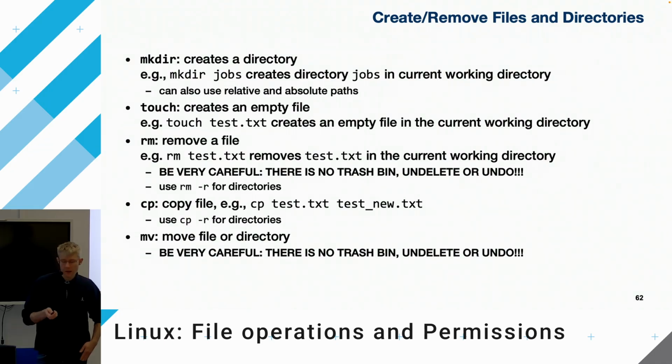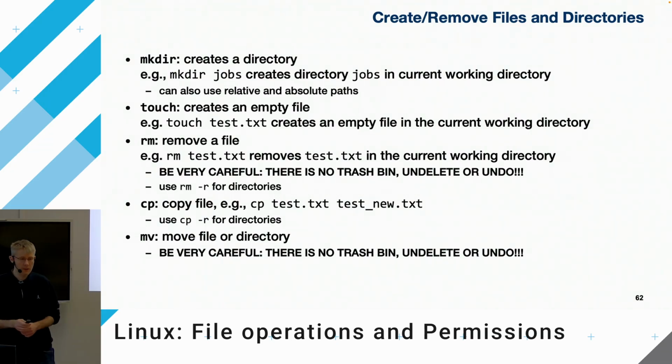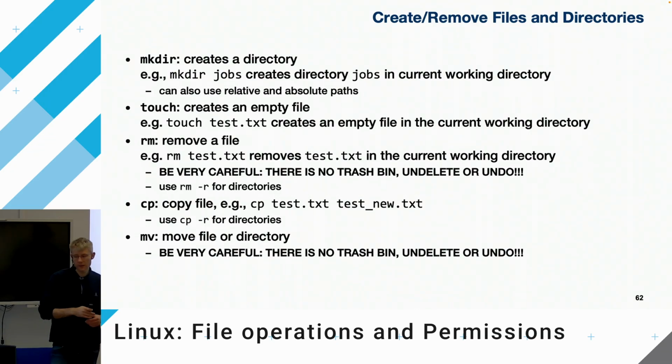Next, there is the rm command to remove a file. And you can also use rm -r to remove a directory recursively, so the complete content with all the subfolders and files and so on is removed. But you have to be very careful with the rm command because there's no undo. Once you execute the command, it can't be undone. So there is no trash bin or something where you can rescue the files, they are gone.